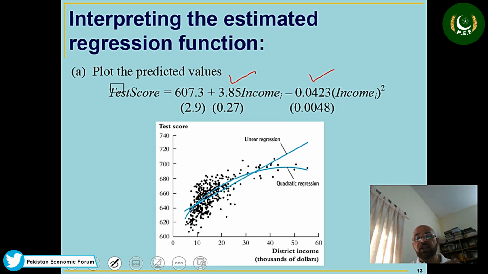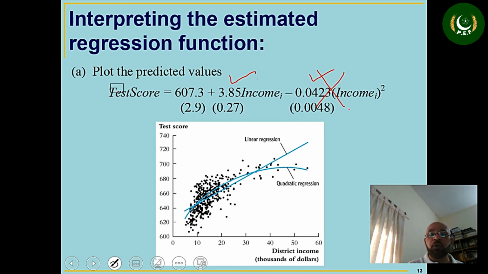You have a linear model, you have a non-linear model. In the linear model, this term is not there. So what do we say? That a $1,000 income change leads to a 3.85 times 1,000 change in test score.